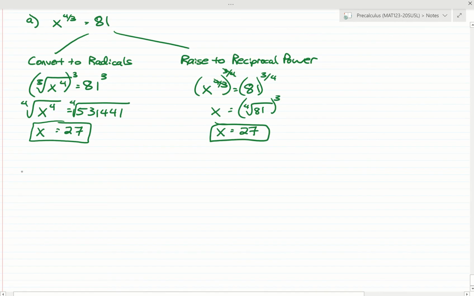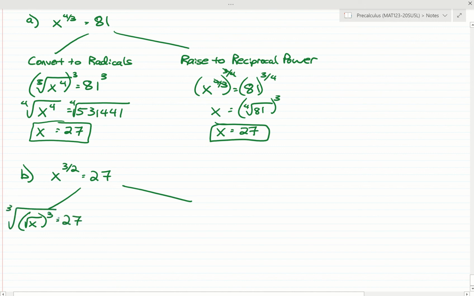Do one more just to make sure you understand what we're doing here. So x to the 3/2 is equal to 27. So I'll show you two techniques. You can decide whatever way you prefer. First technique, we could write the square root of x to the 3rd power is equal to 27. So let's take the cubed root of both sides, and we would get just the square root of x is equal to 3, and then we could square both sides and get x is equal to 9.